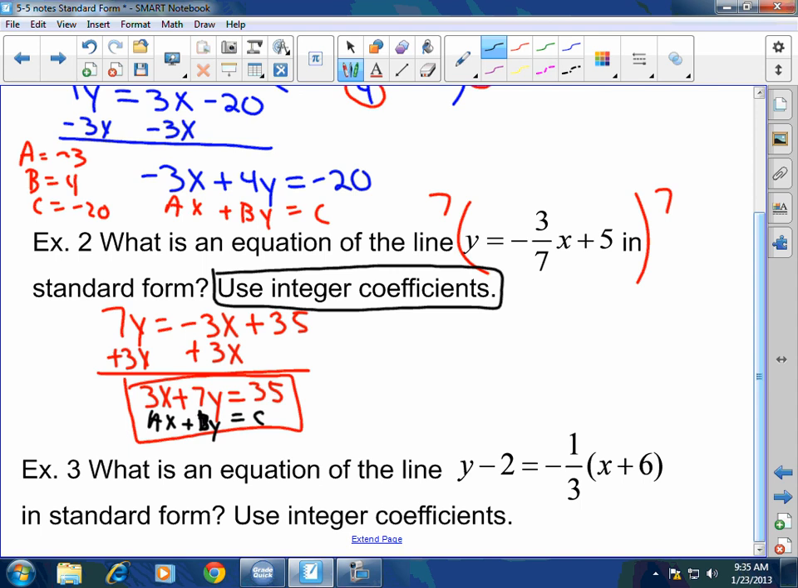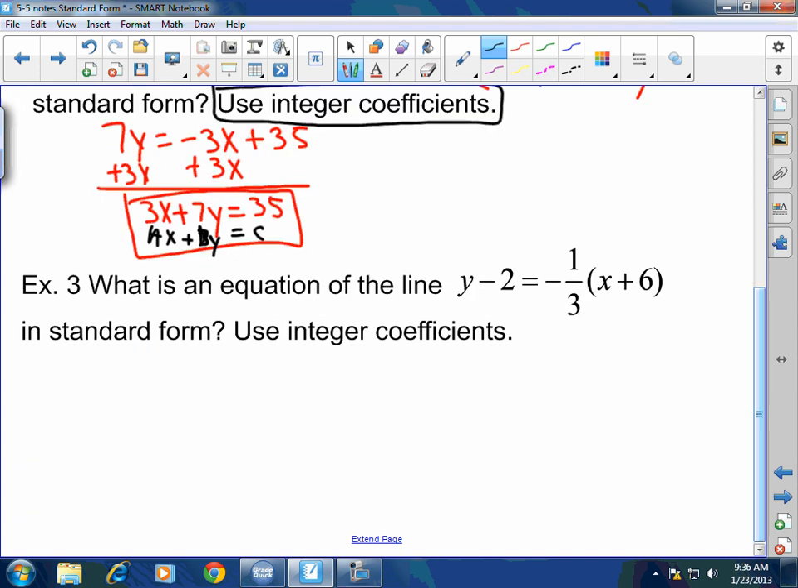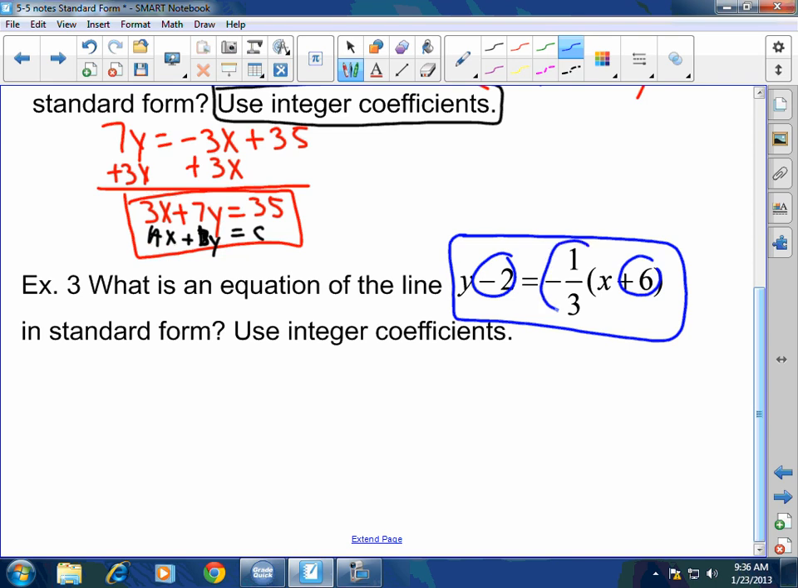Okay. One more. Let's complicate things a little bit. What is an equation of the line y minus 2 equals negative 1/3 times x plus 6? First of all, real quick, what form of the linear equation is this? This is the point slope form. Very good. For those of you, some of you on the test, you're getting them all backwards. This is the point slope form. Why is it called point slope form? Because they give you one point and they give you a slope.